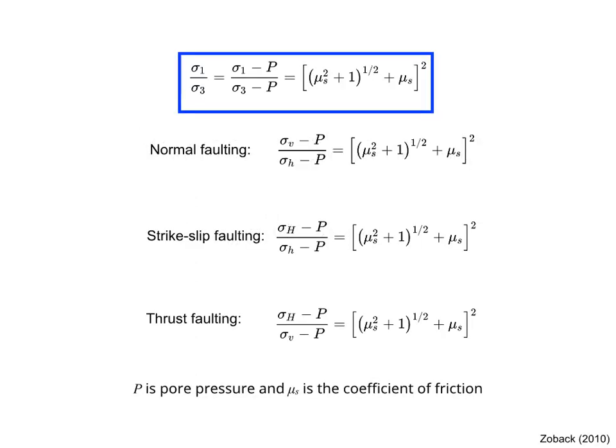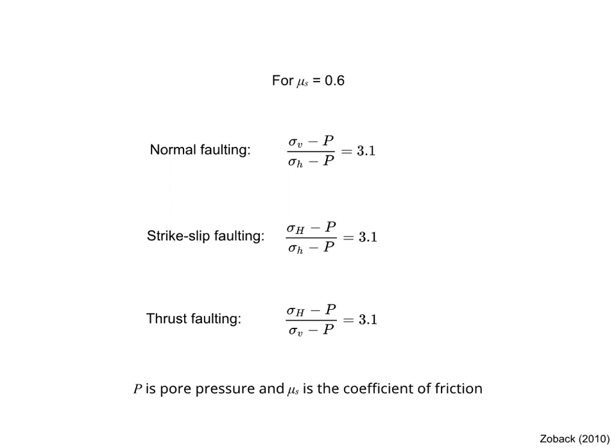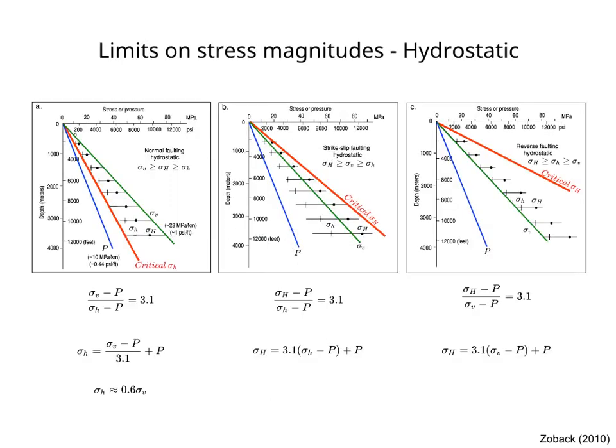Taking into account the pore pressure, P, the equation looks like this, which for normal, strike-slip, and thrust faulting regimes, is equivalent to these equations. If μs is equal to 0.6, the equations reduce to this. These equations are plotted here, for a normal faulting regime in A, a strike-slip regime in B, and a thrust regime in C. In the graphs, the pore pressure is hydrostatic, and is represented by the blue line.